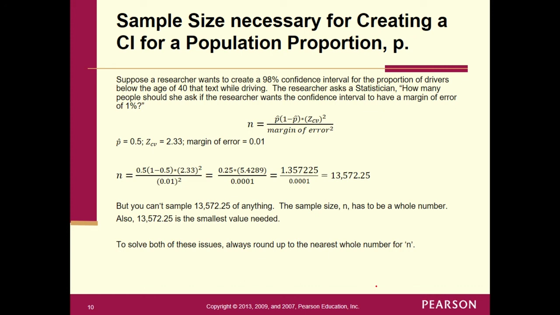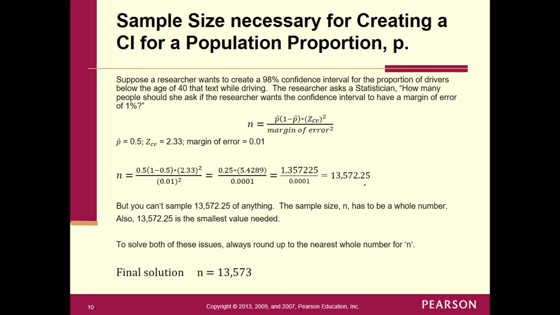This is the only time that you're going to round up, at least in this class. I don't care if this was 0.02, we're always going up, because that's the minimum that we need. So we can't drop it down to 13,572. That won't satisfy the minimum requirement. So we're going to round up to the nearest whole number. Really the final solution here is actually 13,573.